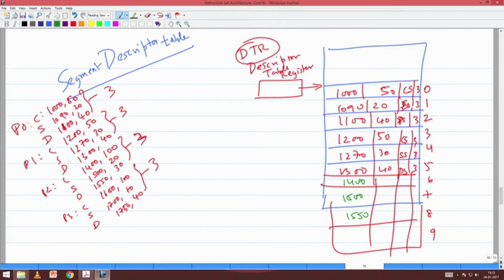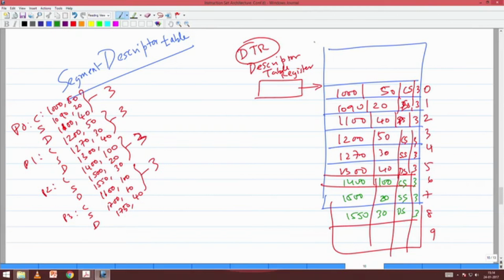Okay, now 100, 20, 30, CS, SS, DS, 3, 3, 3, and so on. Now this will be stored in this. Now there will be some one thing for the operating system itself.